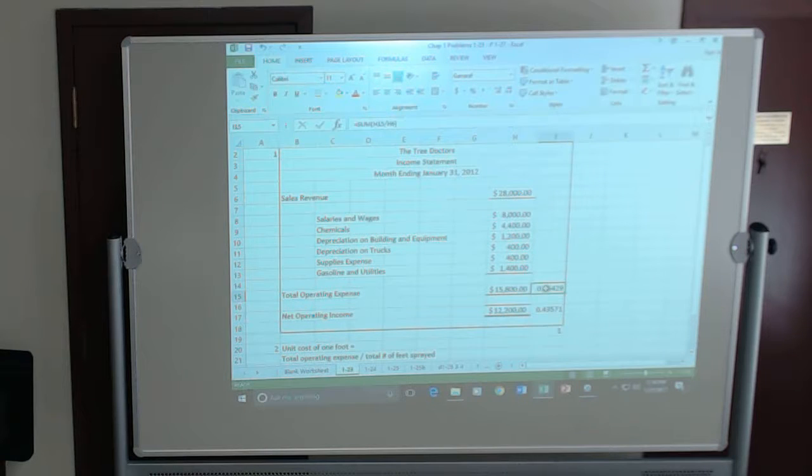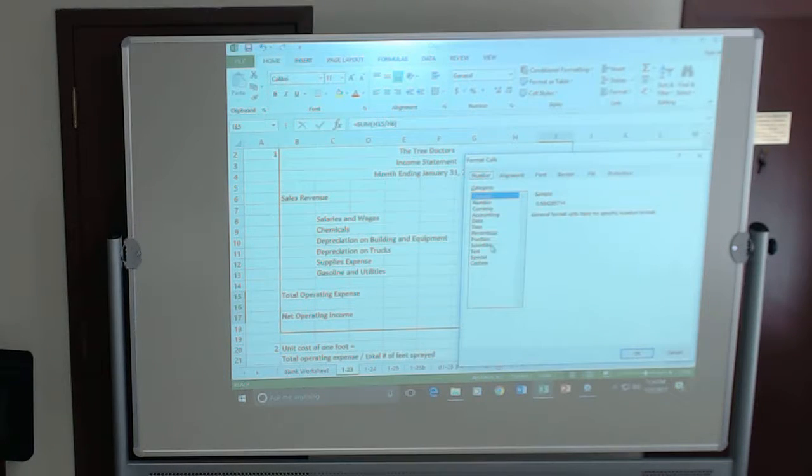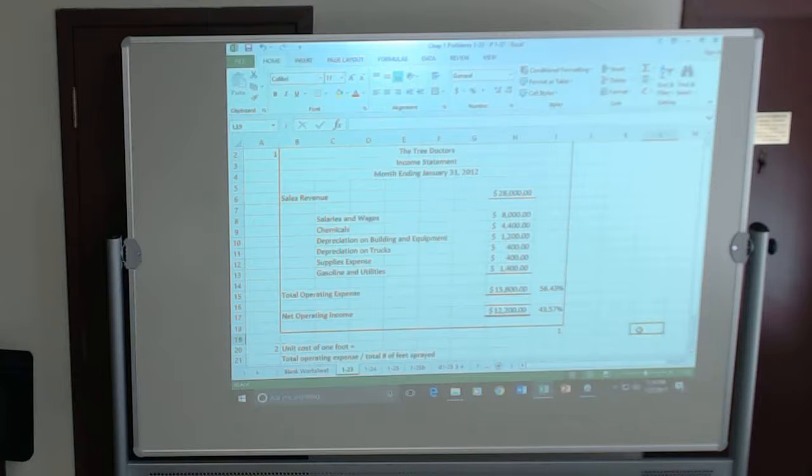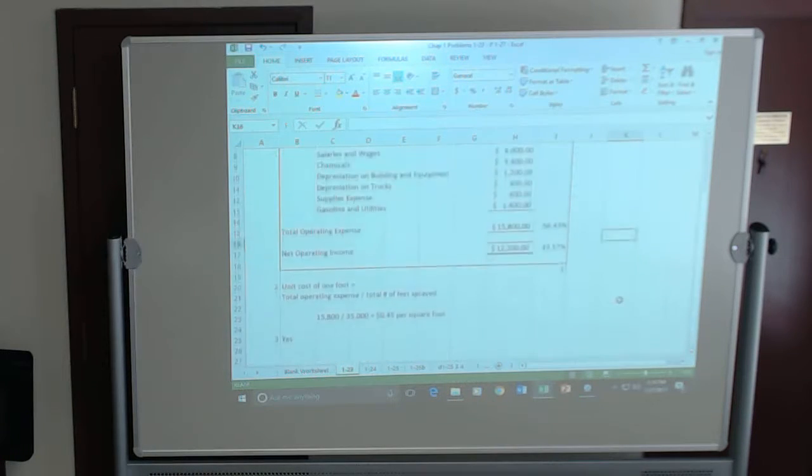So, and an easy way, I'm going to change this. I'm going to change the formatting to percent. Okay. So that was the second question.